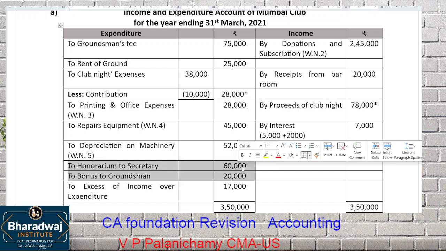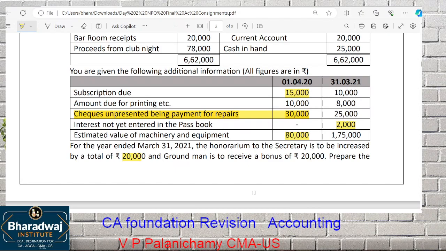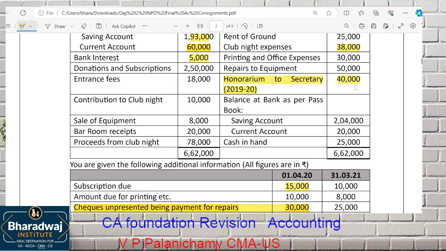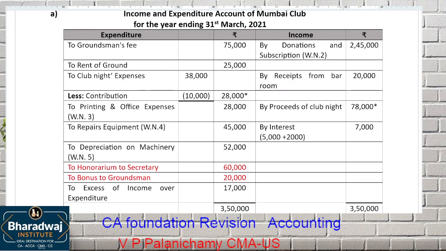This 60,000 and 20,000, is it paid or payable? Payable. That will come in the balance sheet also. And the 40,000 paid is last year's fees, which has only now been paid. This 40,000 is not the current year salary. Last year's salary paid now. This 2,000 is not entered in the passbook, which means interest earned but not received. All these things after adjusting outstanding amounts.